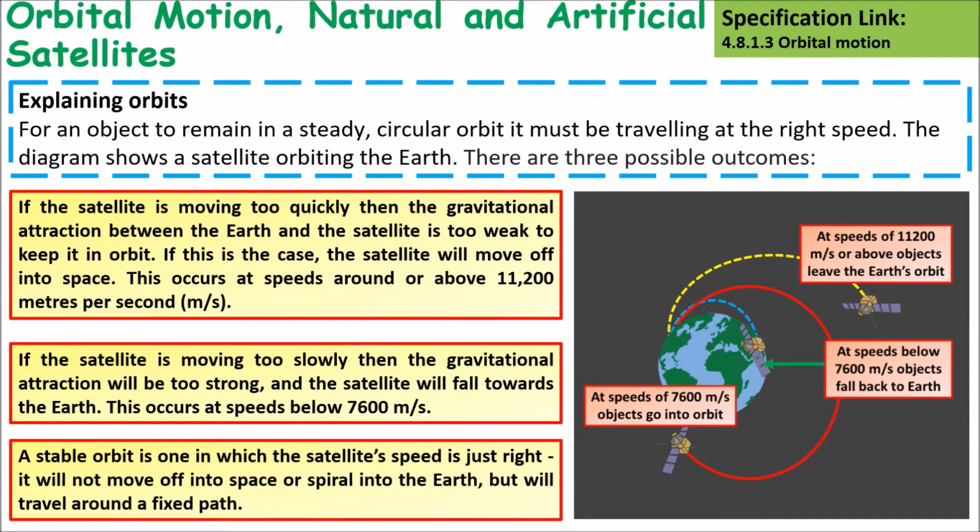A stable orbit is one in which the satellite's speed is just right. It will not move off into space or spiral into the Earth, but will travel around it in a fixed path.